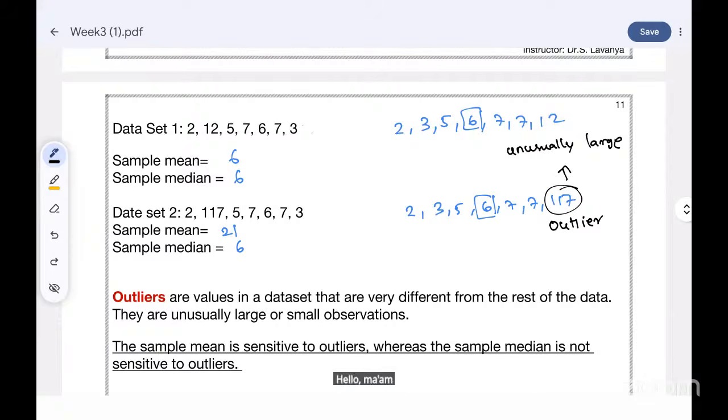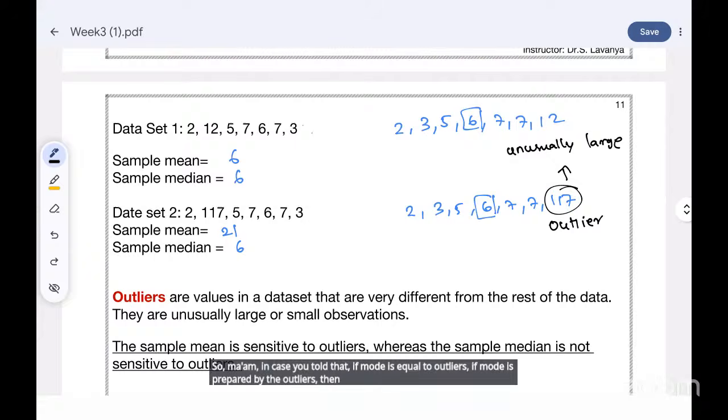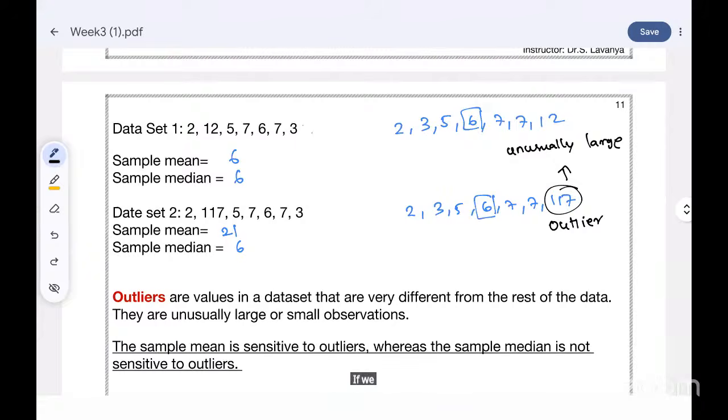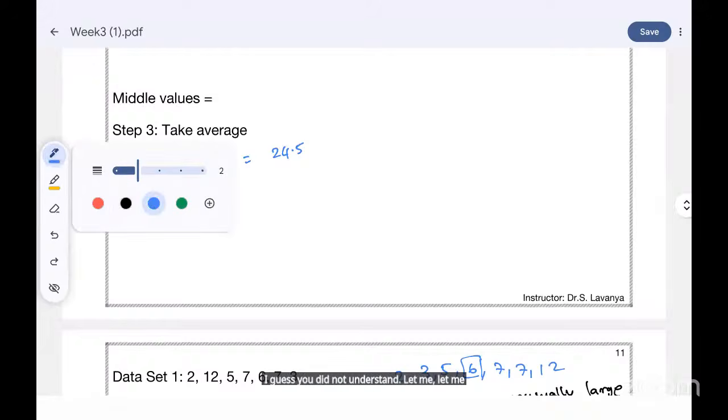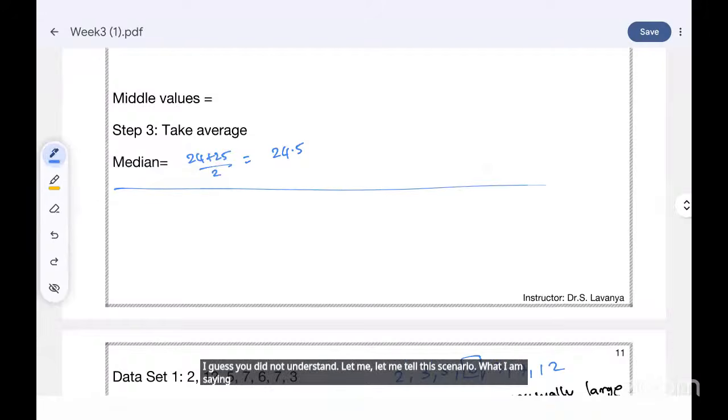If mode is prepared by the outliers, then the outlier will change, no? If we increase, in place of 7, if we give 117. You did not understand. Let me give that scenario.